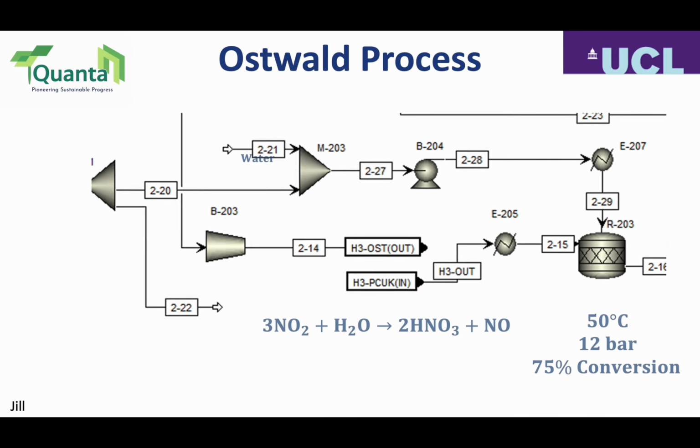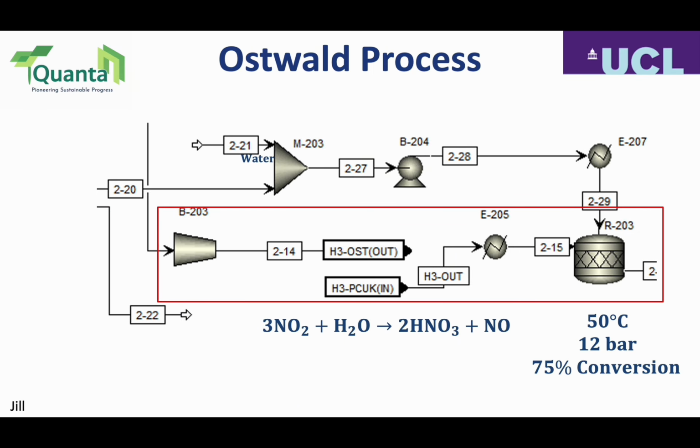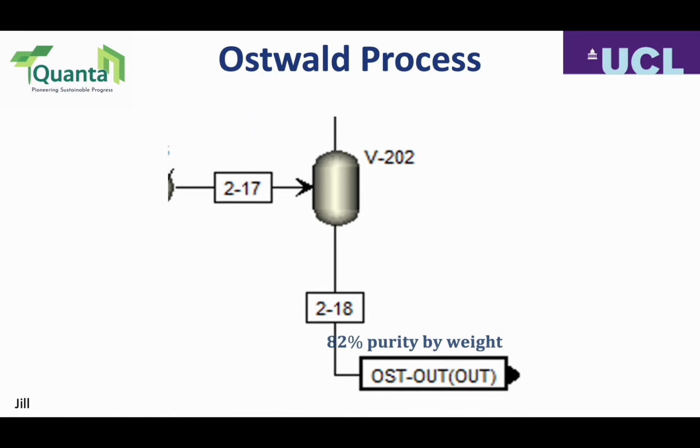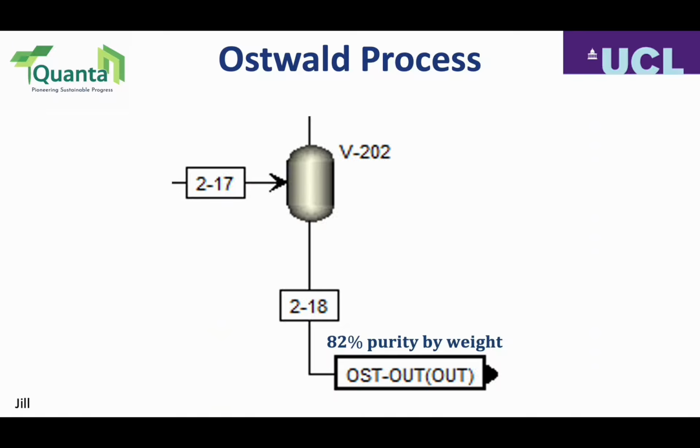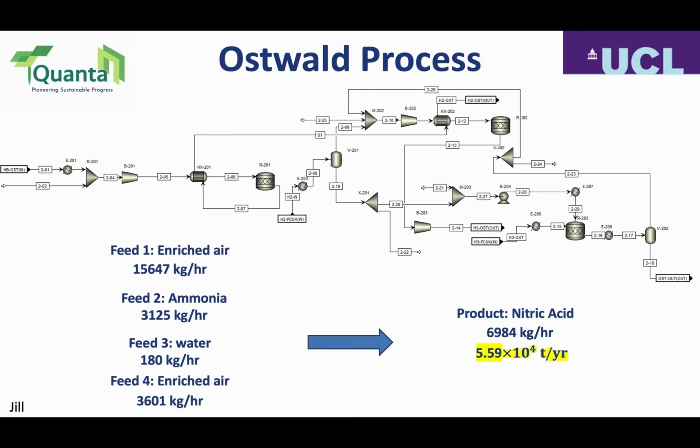The nitrogen dioxide then enters an absorption column where it reacts with water, which is fed from the top alongside the water separated. The nitrogen dioxide and the water react to form nitric acid and a small amount of nitric oxide. The mixture is cooled and separated in another flash drum as the liquid product while the gas is purged and recycled for reuse. The product is nitric acid at 5.59 times 10 to the power of 4 tons per year and 82% purity by weight.